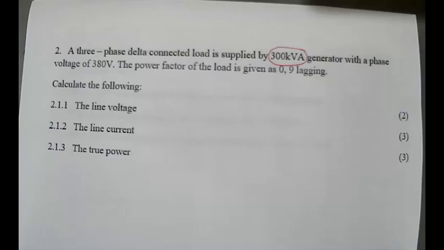The next question, three-phase delta connected. So this one we know it's delta. The power we do not know because they gave us kilovolt amps. So we know that that is apparent power. So the apparent power is 300,000 volt amps. Why did I write 380? Anyway, 300,000 volt amps. And V phase is 380 volts.